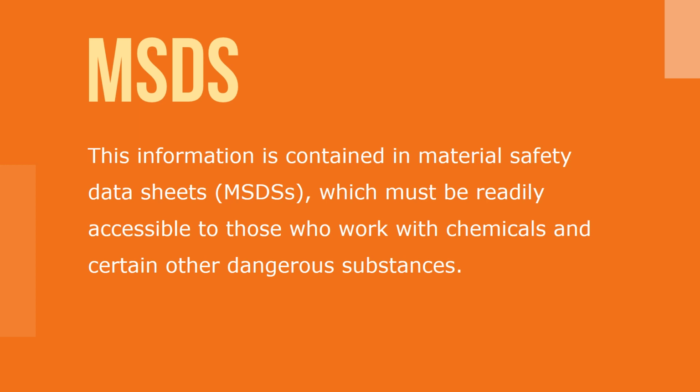This information is contained in material safety data sheets, known as MSDS, which must be readily accessible to those who work with chemicals and other certain dangerous substances. The MSDS indicate antidotes or actions that should be taken should someone be exposed to the substance. Workers should be trained on how to access and use MSDS information.